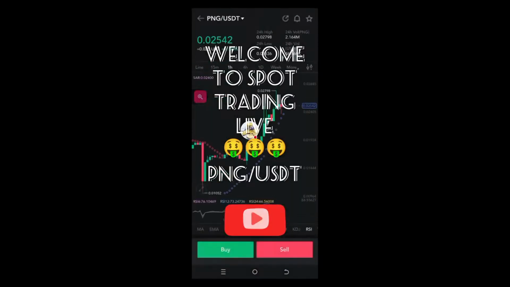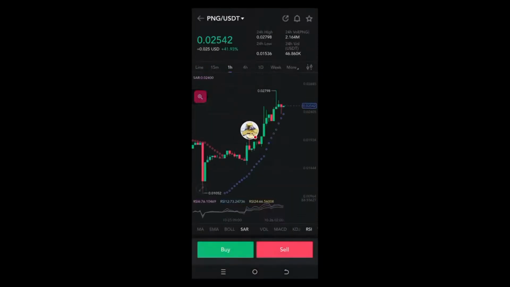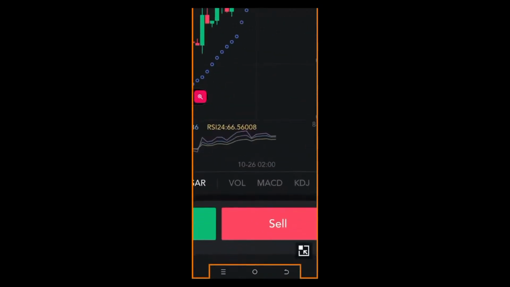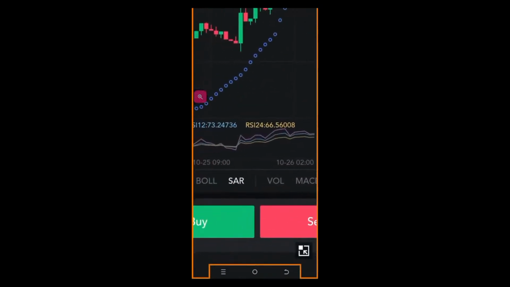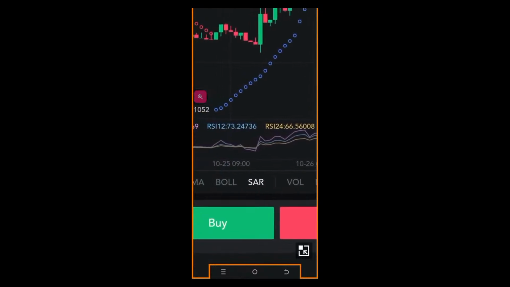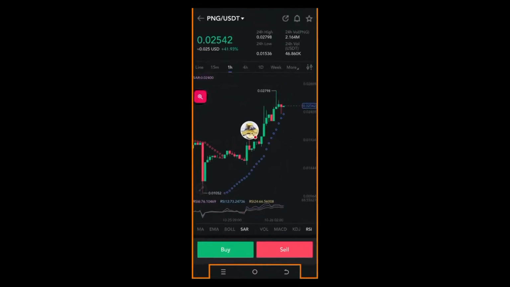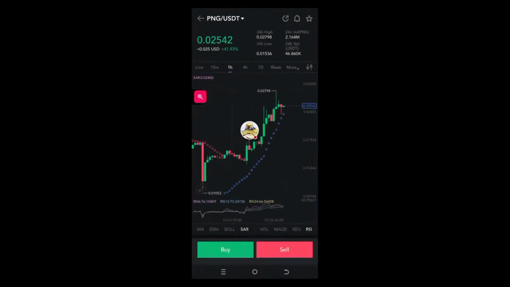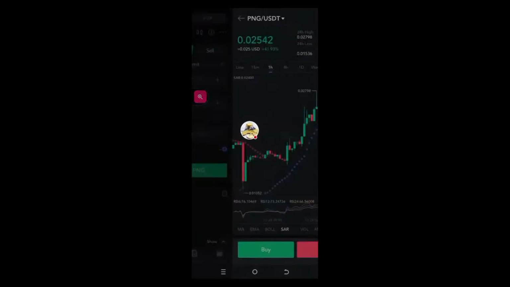Okay, maybe I'll look at this PNG. It looks like it's still in pump mode. And let's check RSI. RSI looks like it's still going up. Okay, let's check it out. Let's try this one out. I hope we won't waste too much time here. But it looks like it's still in pump mode. You can see that's still going up. Well, it had a little pullback, but let's hope that this will be good.